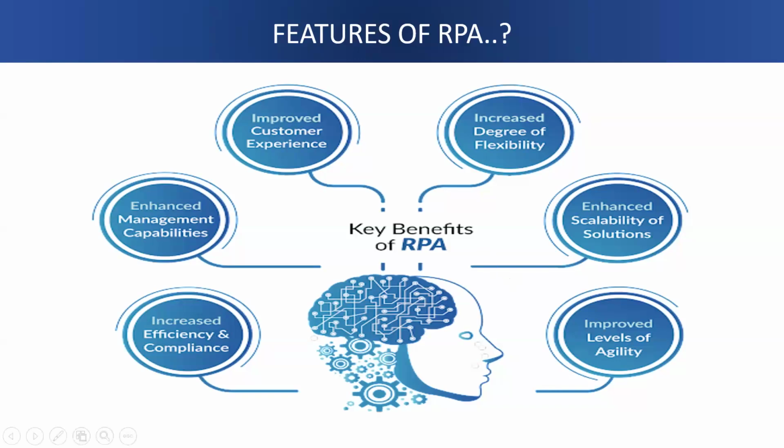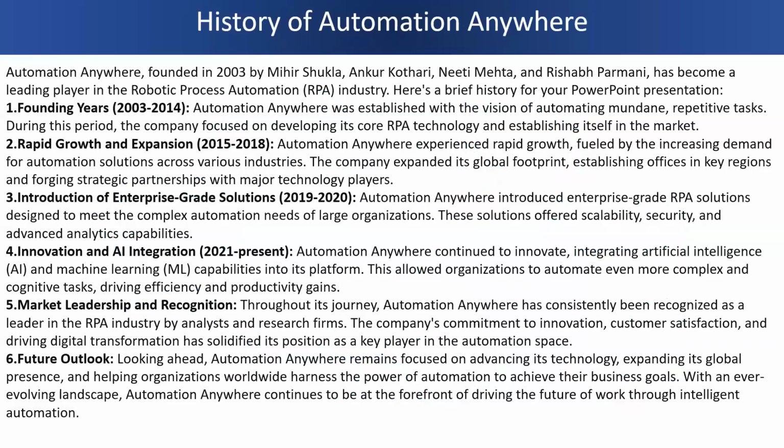Okay, so it's the history of Automation Anywhere, like who founded it. In 2003, Mihir Shukla, Ankur Kothari, Niti Mehta, and Rishabh Parmani initially started Automation Anywhere. So you can see the founding years, 2003 to 2014.